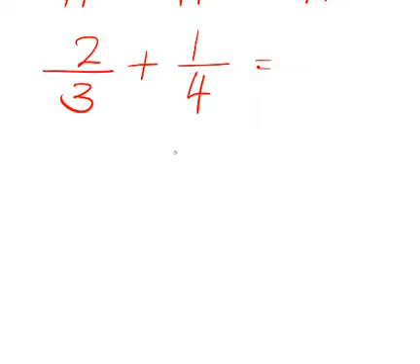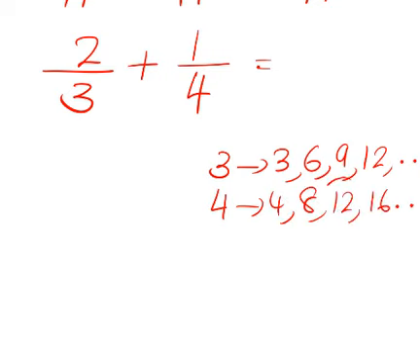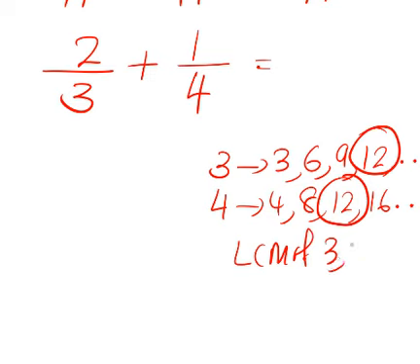Okay, we can list out the multiples of 3 and 4, if you are doing LCM for the first time. The multiples of 3 are 3, 6, 9, 12, etc. Multiples of 4 are 4, 8, 12, 16, etc. So we can see that the first common multiple is 12. So the LCM of 3 and 4 is 12.